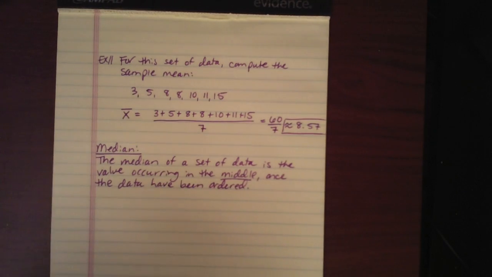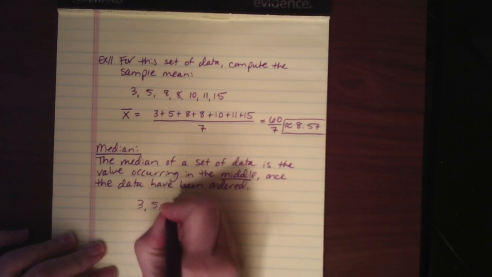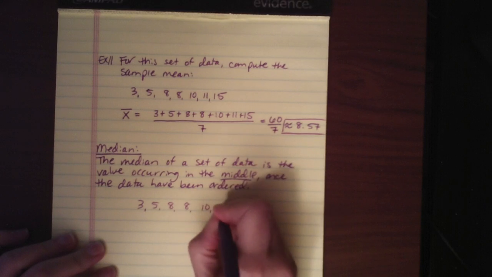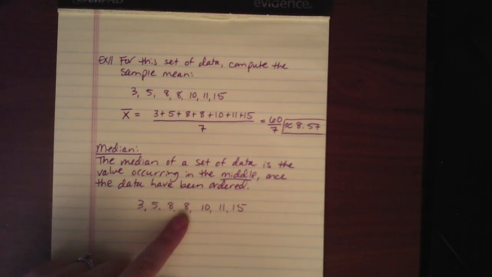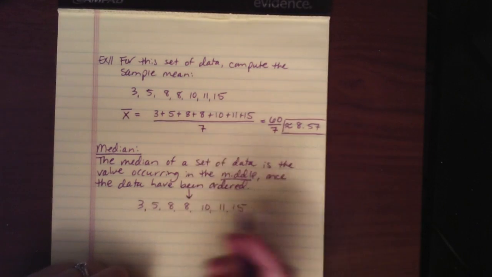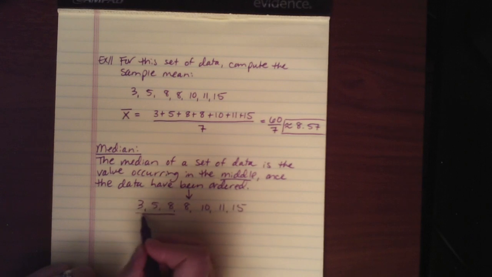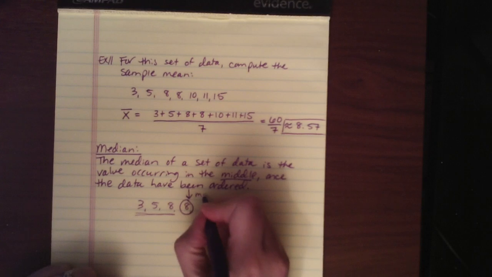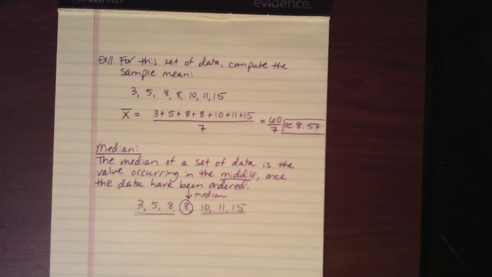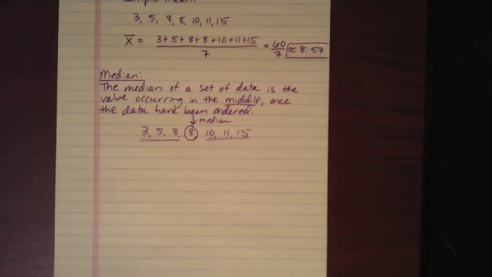Okay. So when we're looking at our set of data that we had up here, where we had our 3, 5, 8, 8, 10, 11, and 15, that set of data is written in order. And the value in the middle is right here, right? We had 7 pieces of data, so 3 pieces to the left of that, 3 pieces to the right of that. Here's the piece in the middle. That's the median. Now, it is possible to have a data set, if you have an even number of pieces of data, that doesn't actually have a middle value.